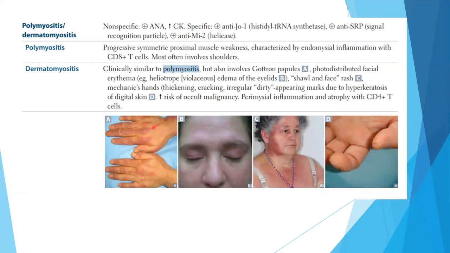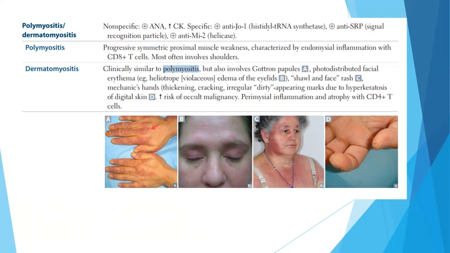Now let's review the polymyositis and dermatomyositis part. Polymyositis has a non-specific positive ANA and increased CK, but the specific finding is positive anti-Jo1 antibodies. Now, this anti-Jo1 is also tested in the Step 1 examination. Also there is positive anti-SRP and positive anti-Mi2 helicase. In polymyositis, there is progressive symmetrical proximal muscle weakness characterized by endomysial inflammation with CD8 plus T cells, and it most often involves the shoulders.